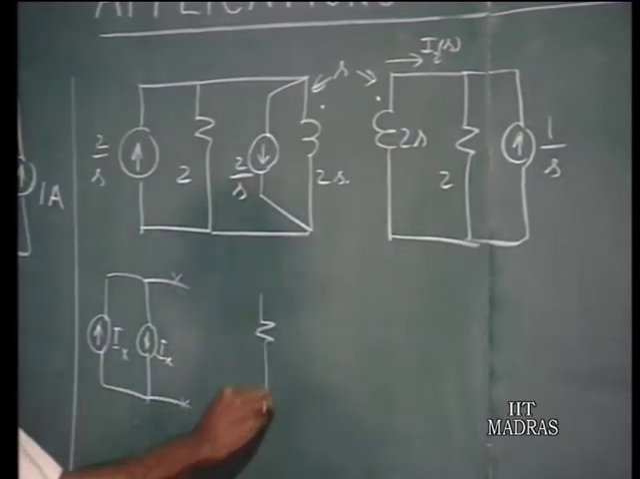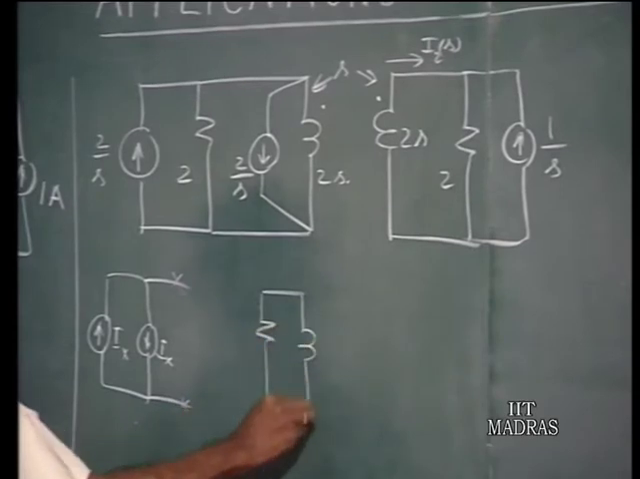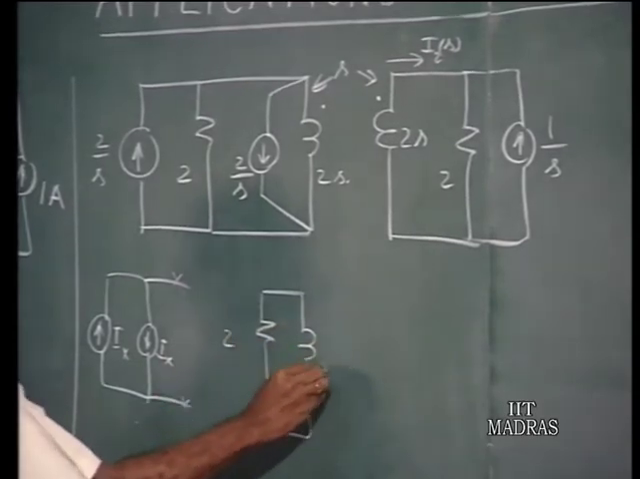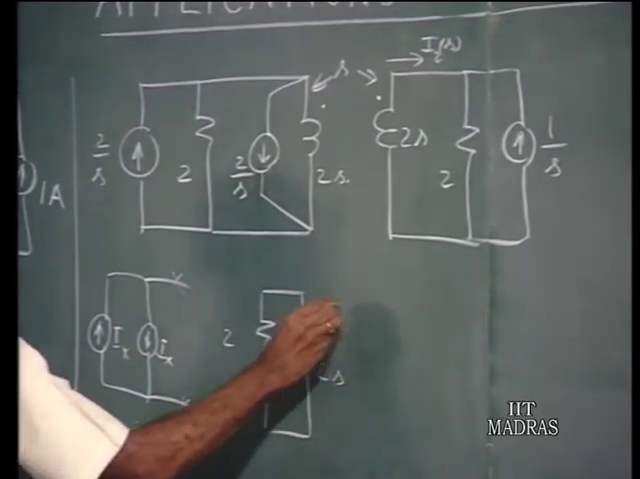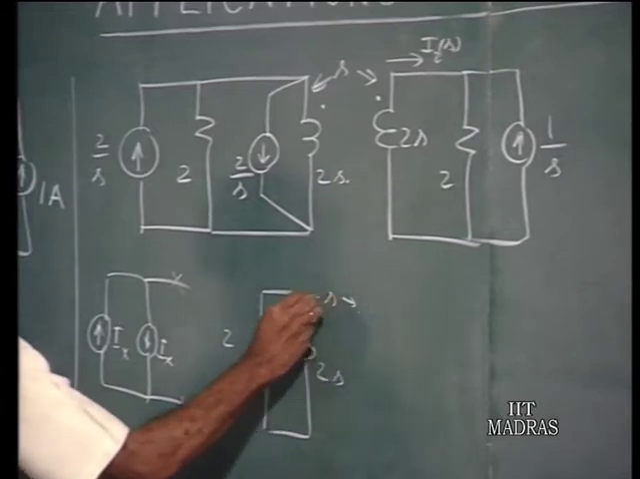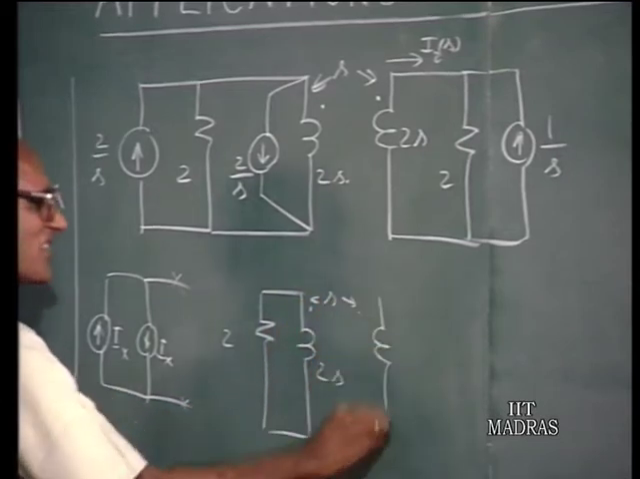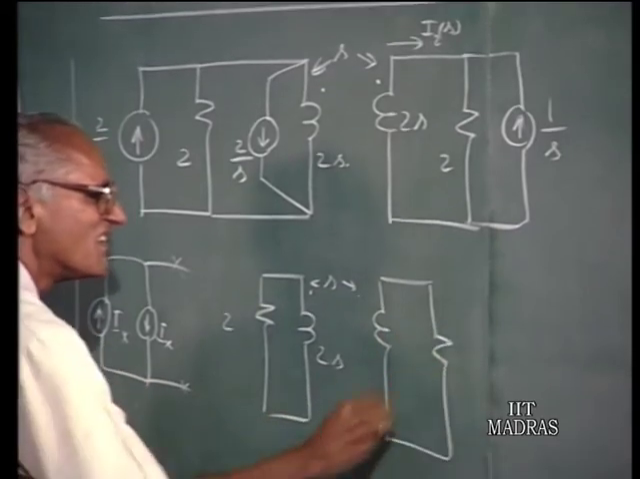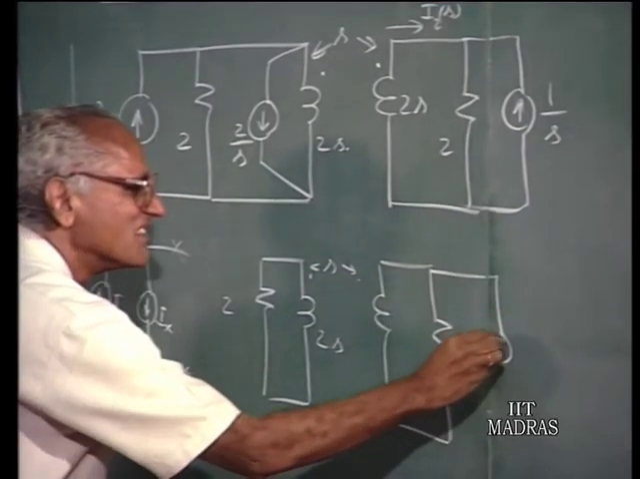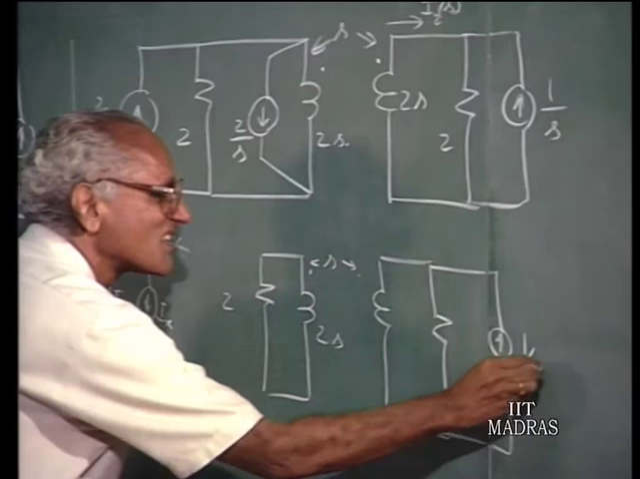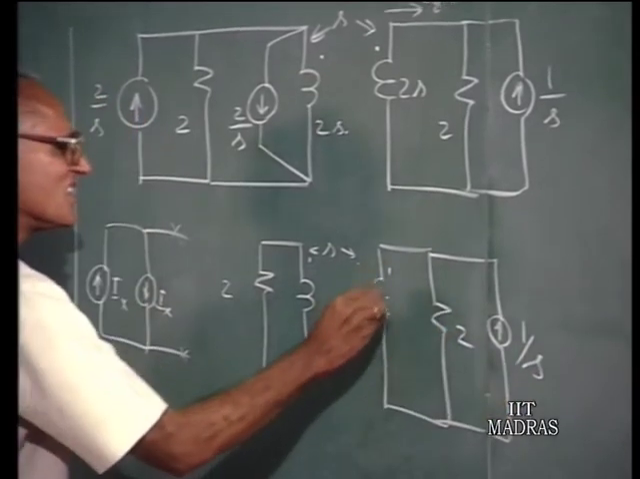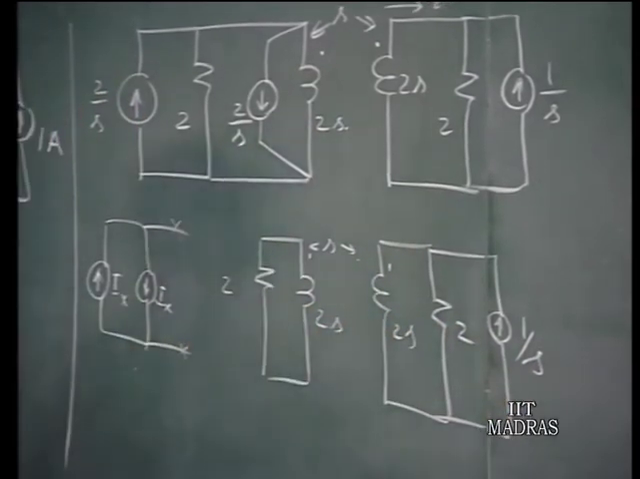Therefore, I can write this simply as 2, this is 2S, and a coupling of S between these two, and you have 2 of S, and you have 1 by S as the current source, this is 2, this is 2S. So, that is what we are having.